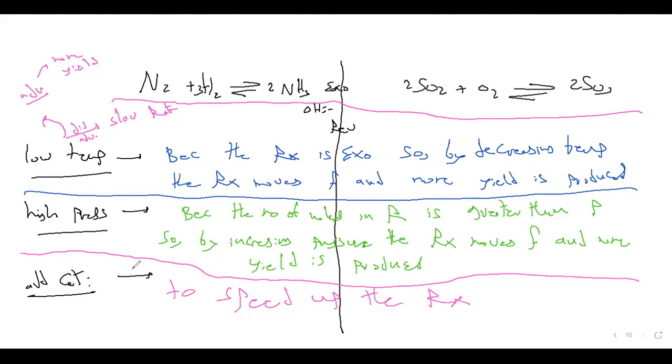Adding catalyst, why are we adding catalyst? To speed up the reaction, because in case of temperature, we are using low temperature. In using low temperature, we have an advantage and a disadvantage. The advantage is more yield, the disadvantage is slow rate. What is the improvement for that? To add a catalyst to speed up the reaction.